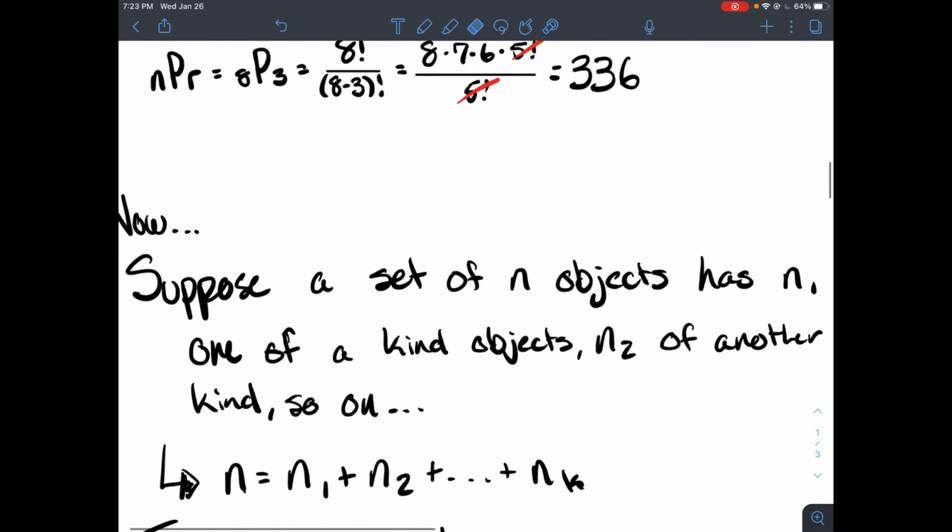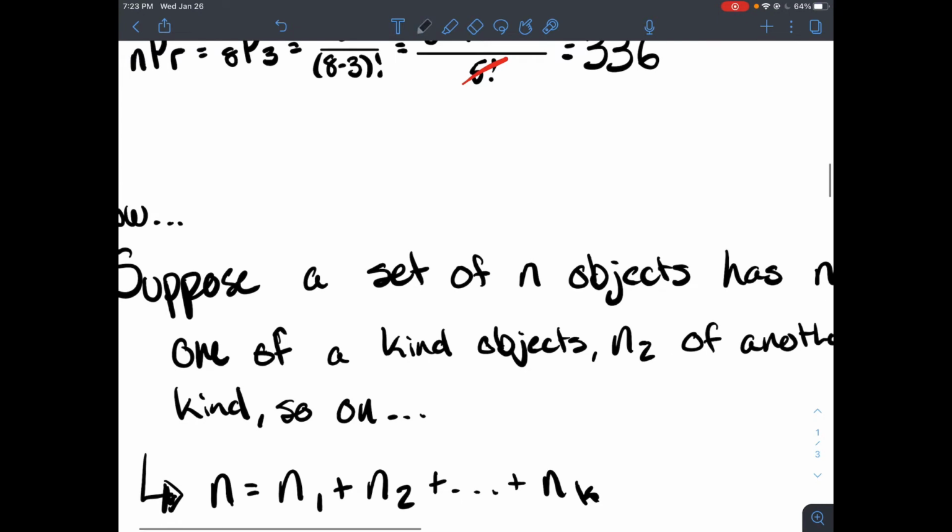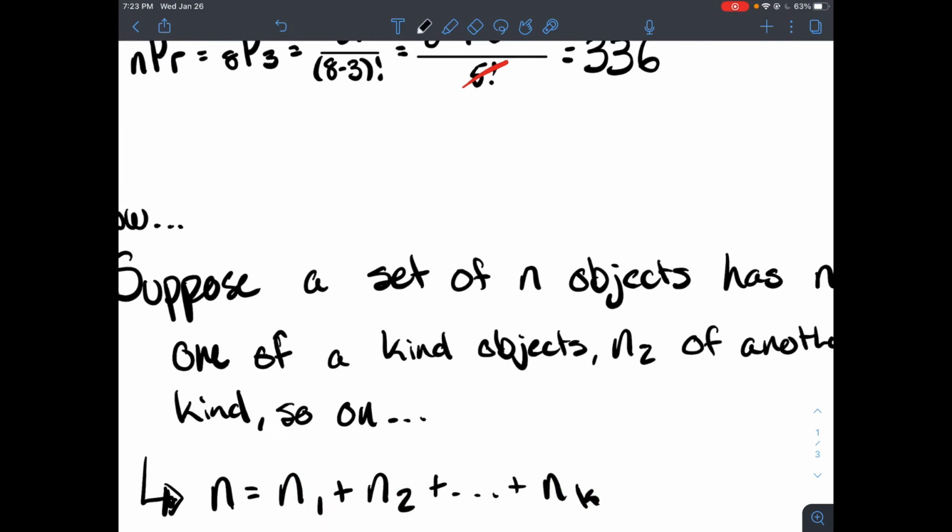It's going to look like this. So our set of n objects has all these little subsets with a different object. Think of it kind of like if we put a bunch of marbles in a bag. So this n would be our total marbles. N sub 1 might be our blue marbles. N sub 3 might be our red marbles. So on and so forth. And this could be our yellow marbles, for example.